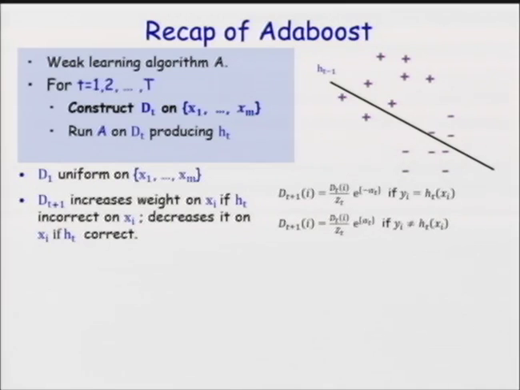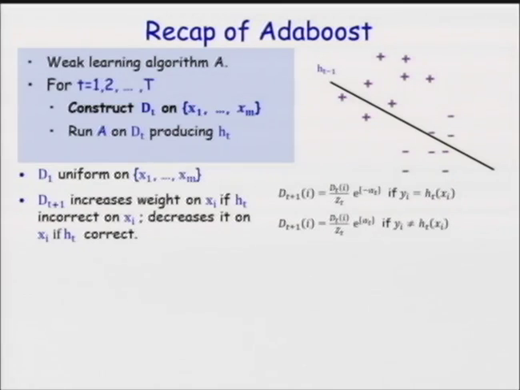In particular, what AdaBoost does: in the first round, we use the uniform distribution over the examples. And then in round t, we create a new distribution D_{t+1} for the next round by simply increasing the weight on the examples on which our current hypothesis h_t was incorrect. So we increase the weight on the hard examples, and we decrease the weight on the examples on which the current hypothesis h_t was correct. So we decrease the weight on the easy examples. Okay, so this is what AdaBoost does.